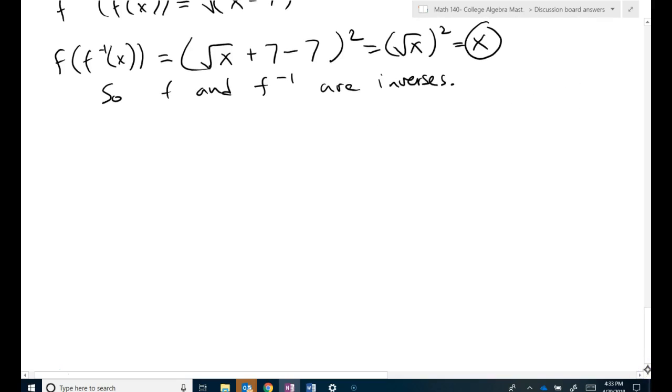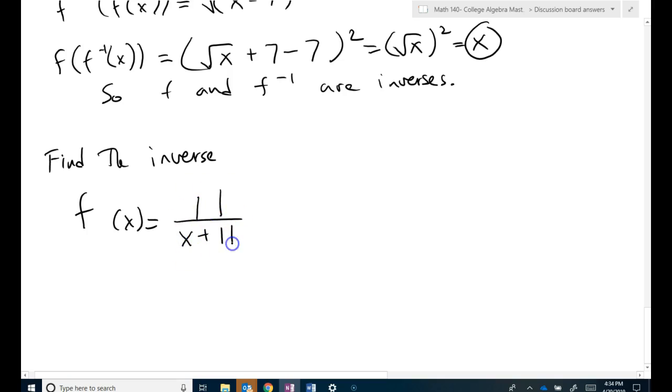So let's take, for example, let's find the inverse for f of x equal to 11 over x plus 11. Okay, well, we're going to say, okay, we'll let y equal 11 over x plus 11. And what I need to do is I need to restrict my domain. So I know that x cannot equal negative 11, and I also know that y cannot equal 0.